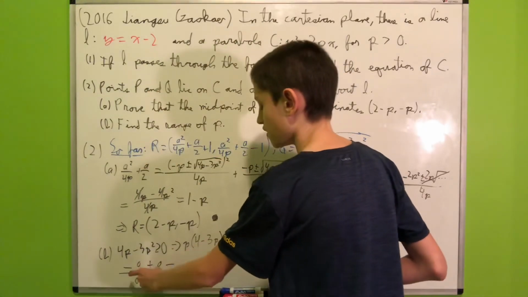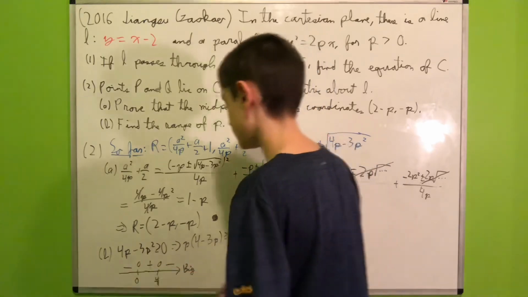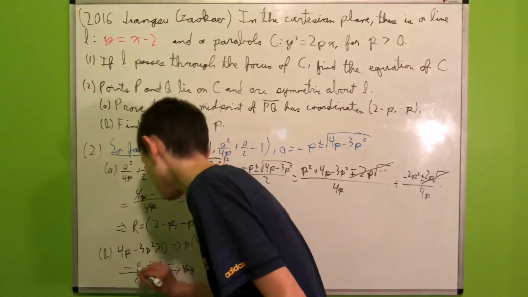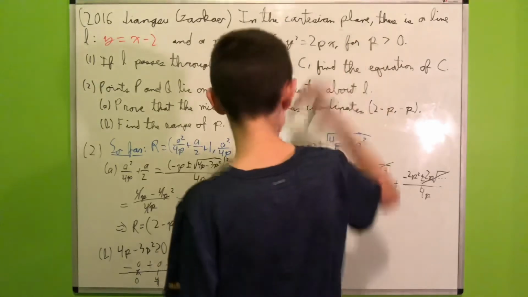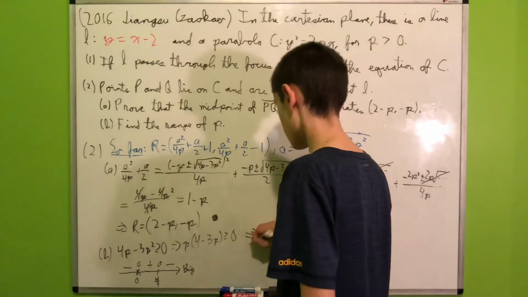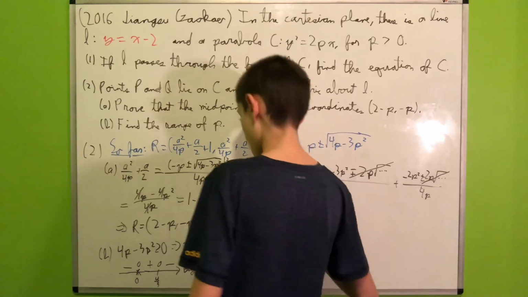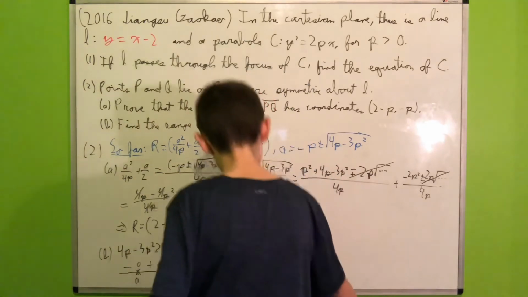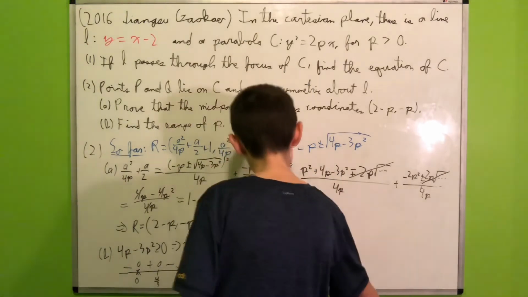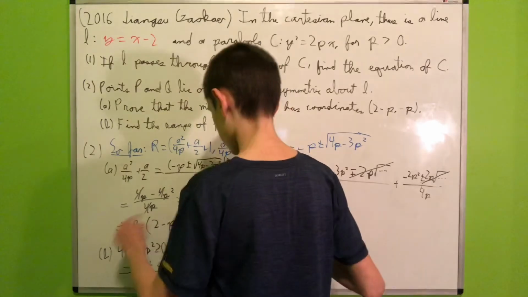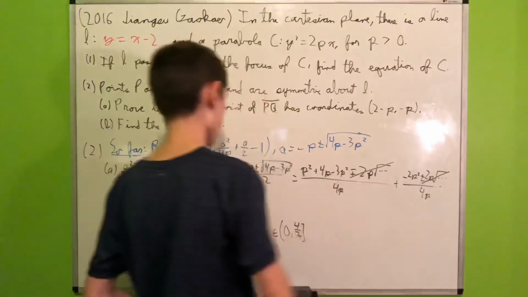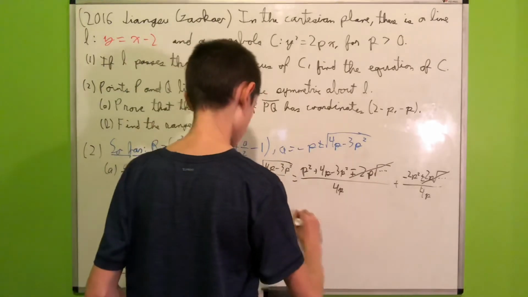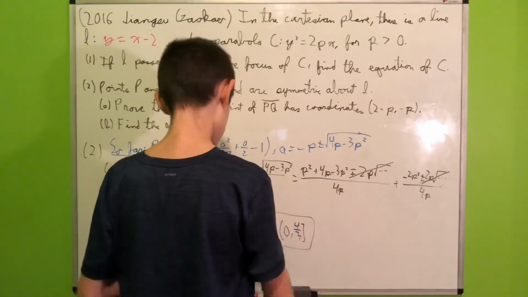So we have that p must be within this range, but we can't include 0 because by definition p is greater than 0, meaning that p must be, actually let's write this into interval notation. P must lie in the interval from 0 to 4/3, including 4/3, but not including 0, and hence, this is our answer.